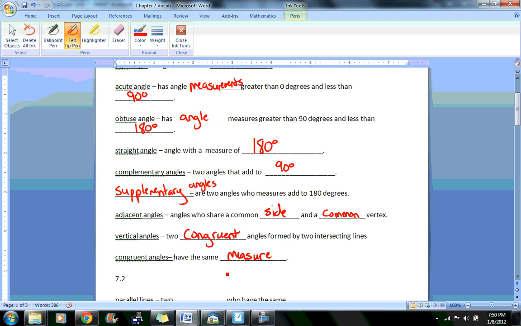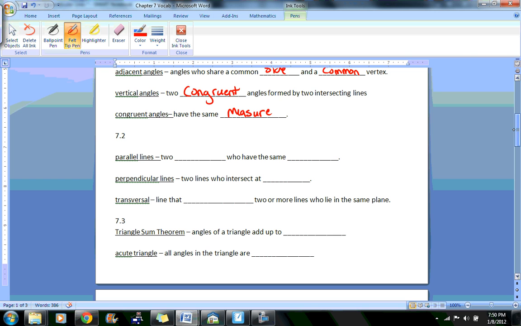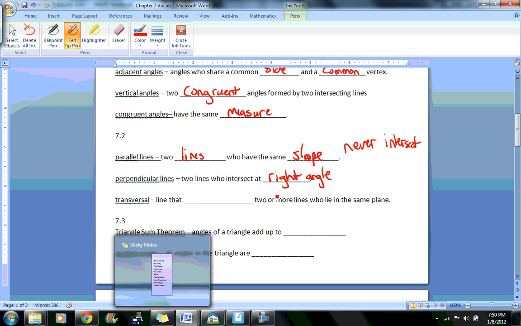So let's take a look at our vocab. Parallel lines are two lines who have the same slope. And I would like you to write in here that these never intersect. Perpendicular lines are two lines that intersect at a right angle. Okay. So we just worked on that.